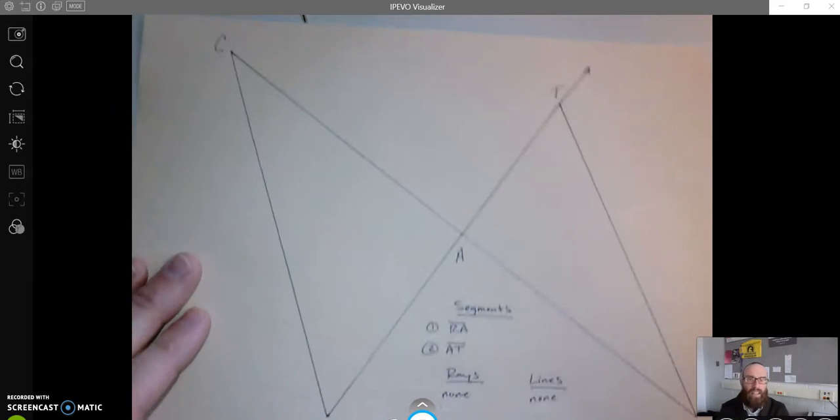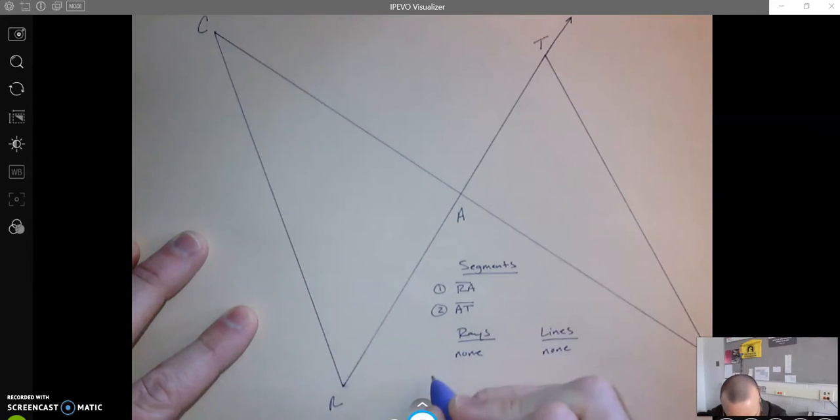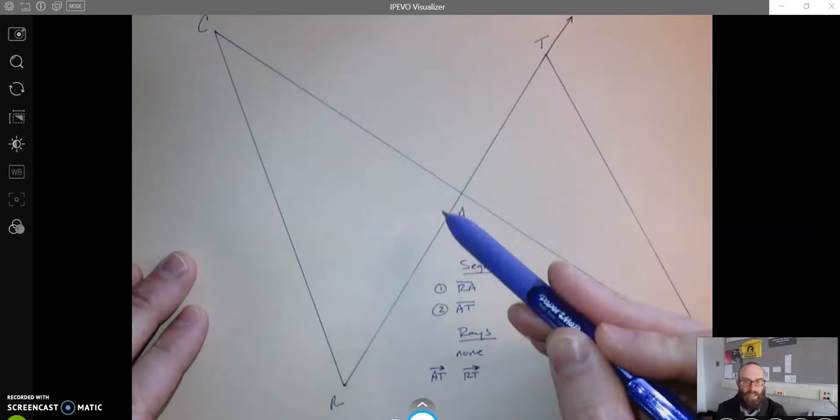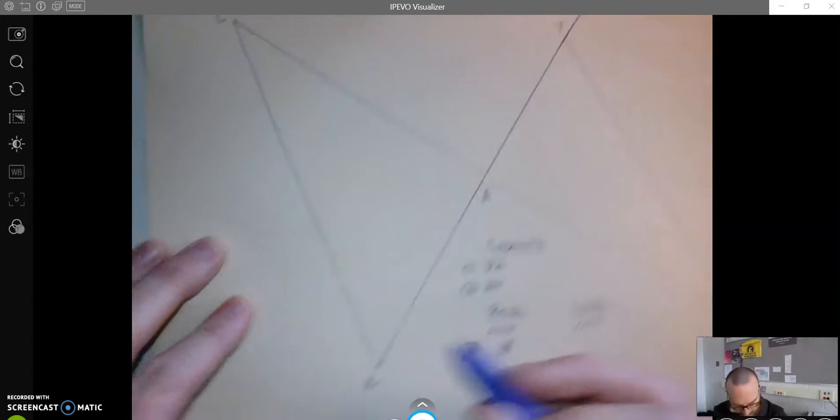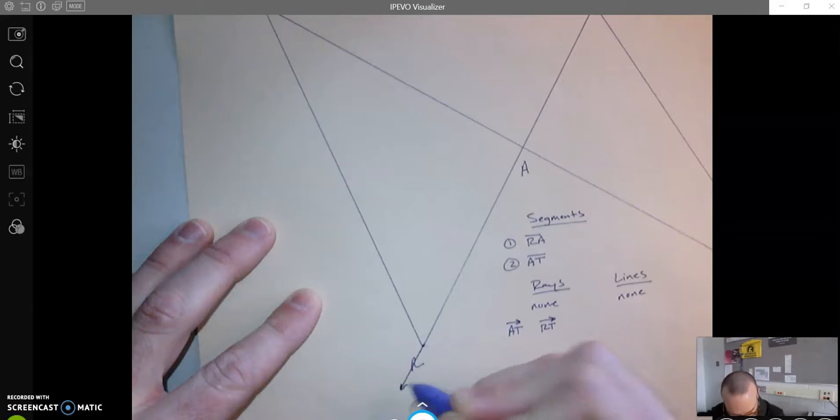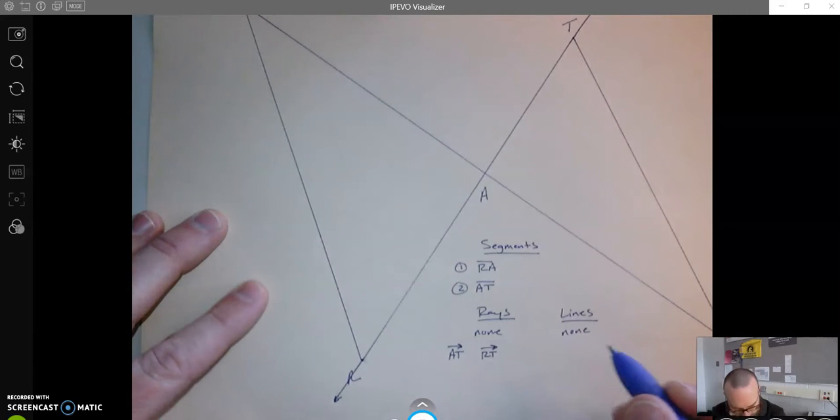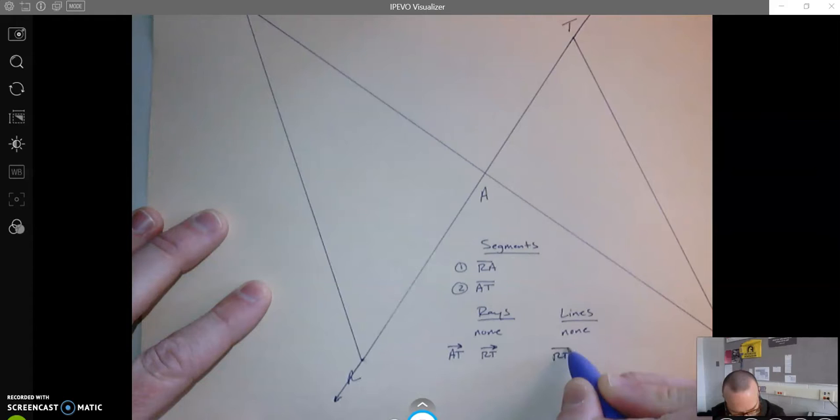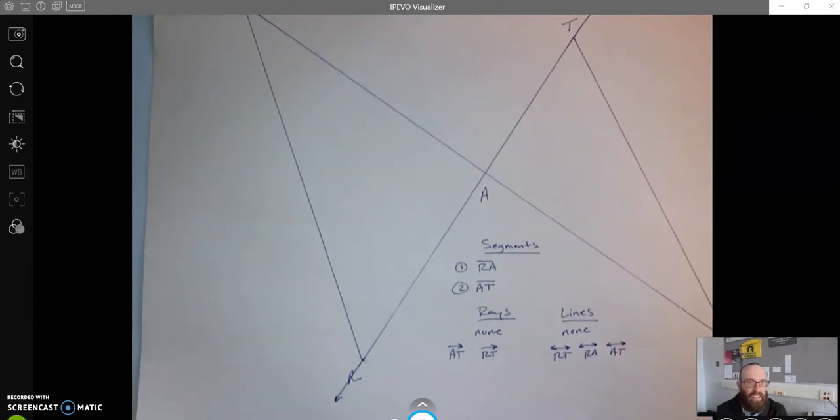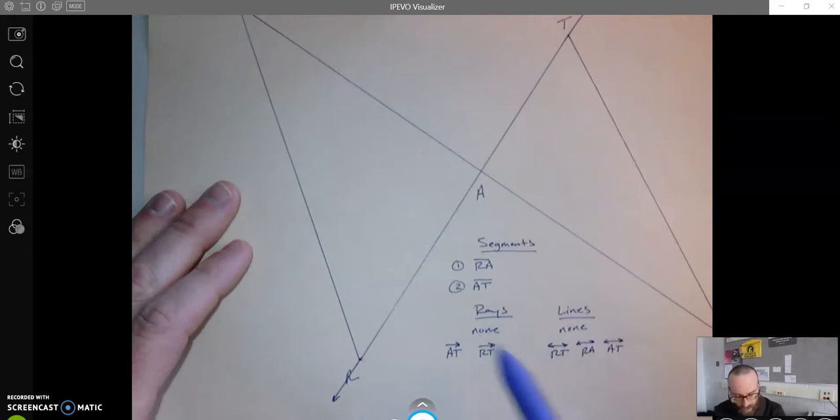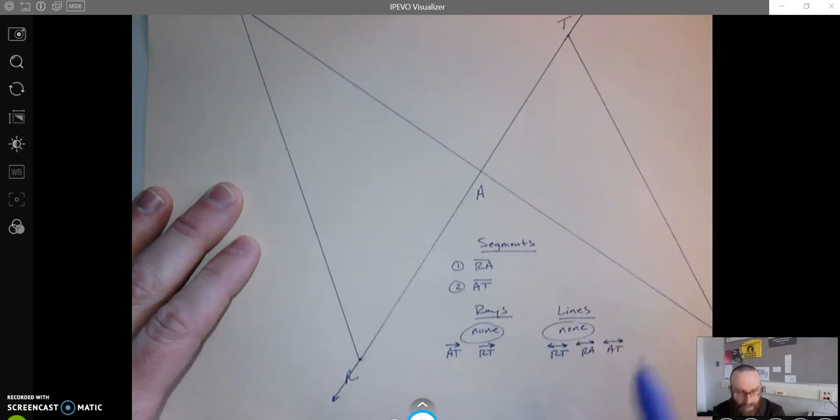I could make them if I were to take these, and I'm going to draw here. If I extend that out, now I could create ray AT or RT. Okay. Either one of those would start either at A or at R and go forever. If I extended this line down, now I could form lines. I can call that many different things. I can call that line RT. I can call that line RA. I can call that line AT, okay, because those are all points that are on that line. Okay. But if the original problem doesn't have any, just write none and move on.